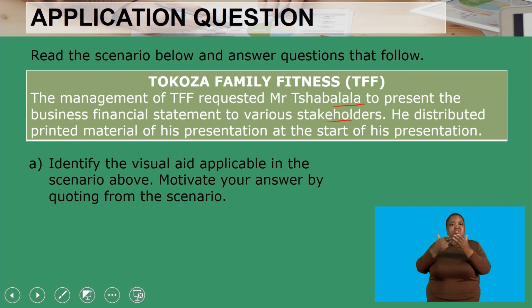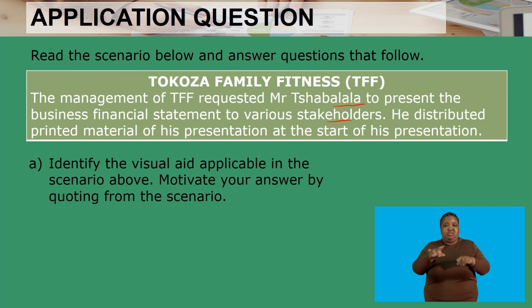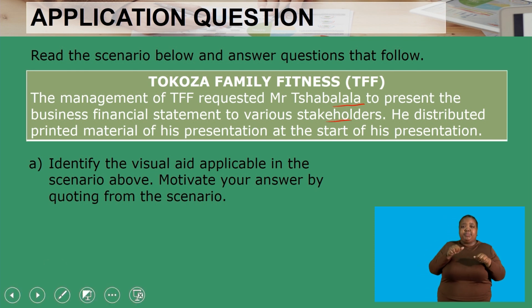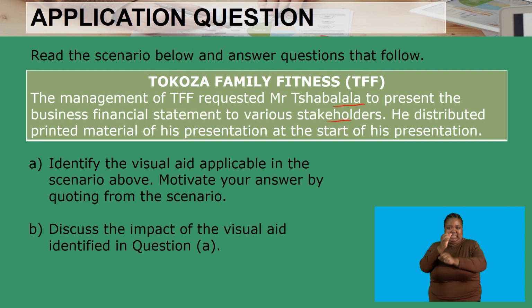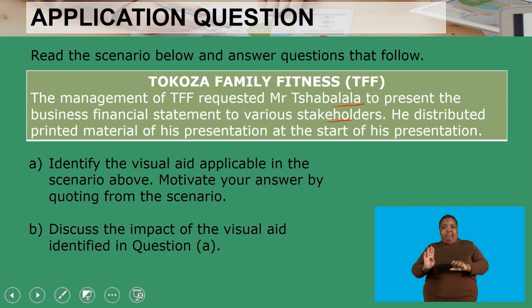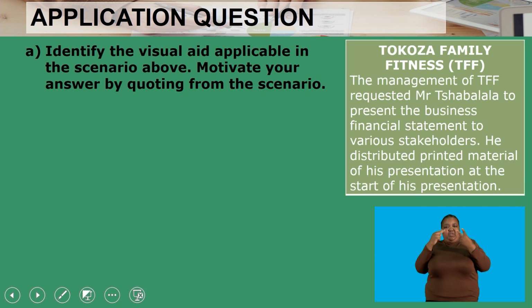Then the first question is to identify the visual aid applicable in the scenario above and motivate your answer by quoting from the scenario. Then B demands that you discuss the impact of the visual aid identified in question A. Now, the first part here is to identify the visual aid that Mr. Chabalala used in his presentation.